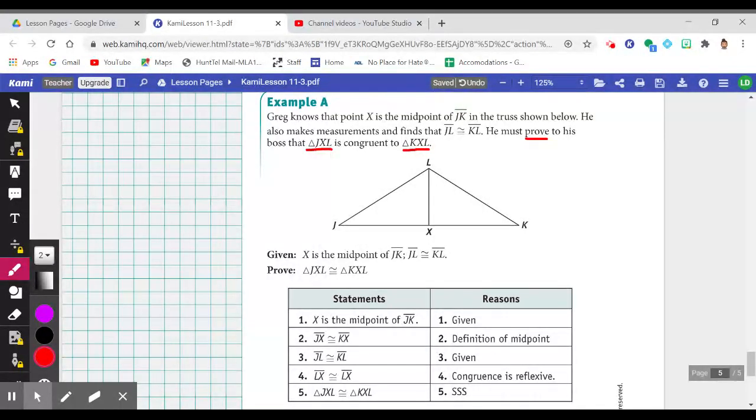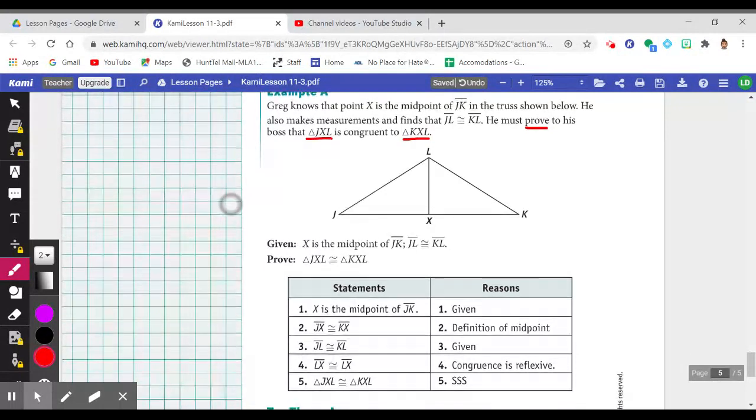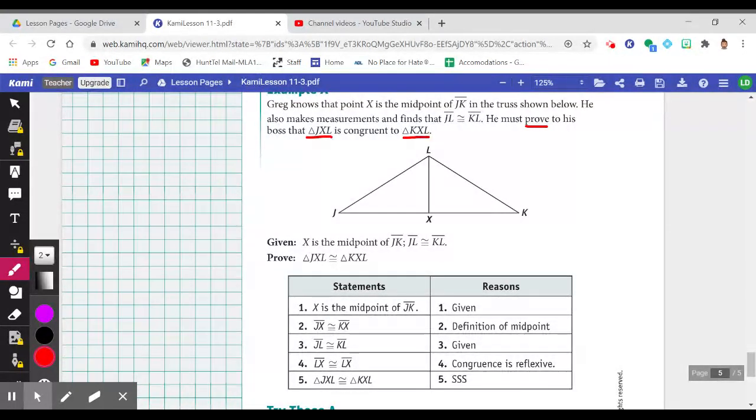And so now what we're doing is we're seeing how we could not just prove it by a series of rigid motions, which could sometimes be debated. We're actually going to write a 2-column proof to show that the two triangles are congruent based on this information. Now, the proof is already done for us, but I kind of want to explain it a little bit.